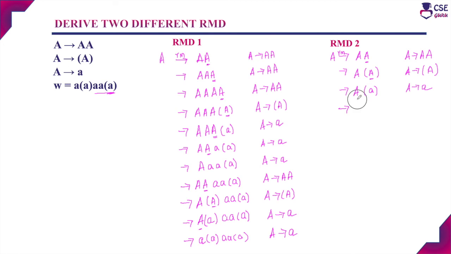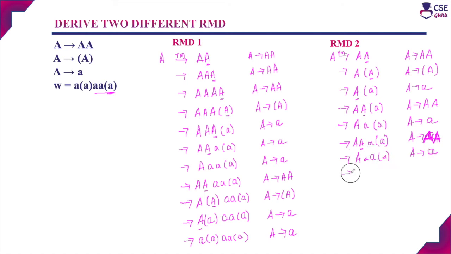Only one non-terminal symbol is there and apply the production rule. A derives AA. Choose the rightmost non-terminal and apply the production rule. A derives A. Now only one non-terminal symbol is there. Apply the production rule. A derives AA. Choose the rightmost non-terminal and apply the production rule. A derives A. Next, only one non-terminal symbol is there. Apply the production rule. A derives AA.